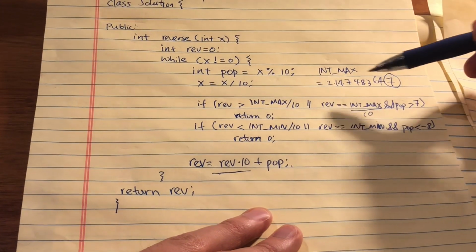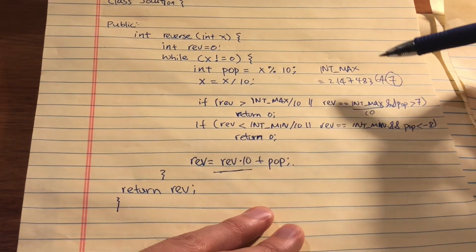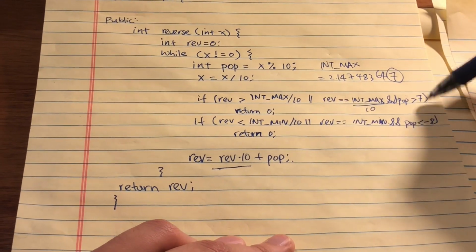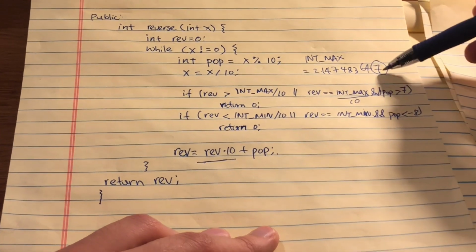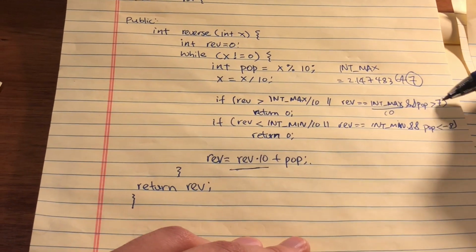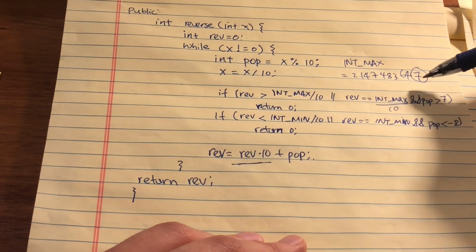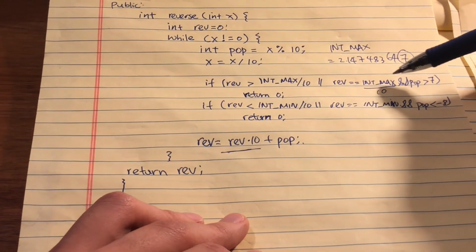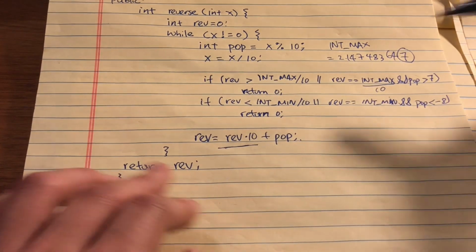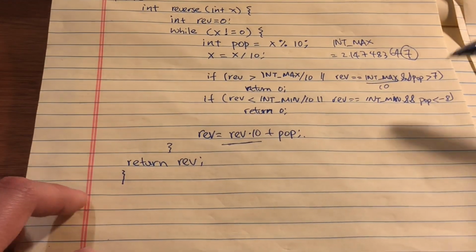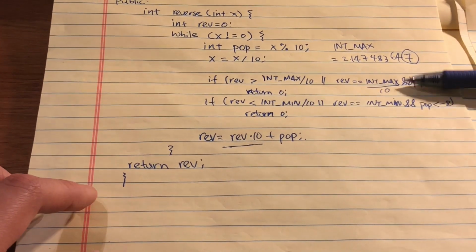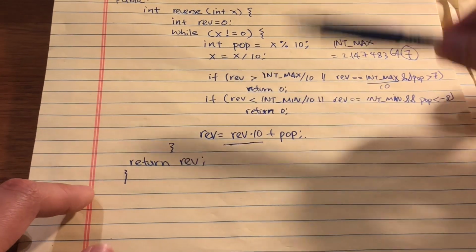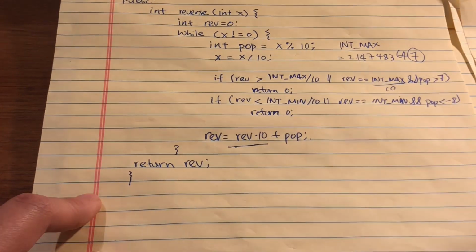If the previous reverse number is exactly equal to the int max divided by 10, but the least significant digit is less than or equal to 7, it's still okay because you can still represent that as an integer. But if it's greater than 7 and the previous number is equal to 1/10 of the int max, then you will overflow. The same logic applies to the negative case. So we check the positive case, we check the negative case, and then we apply the updated result in the while loop, and then we return the result.